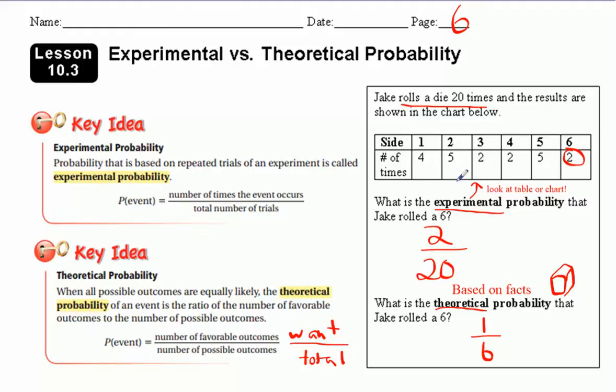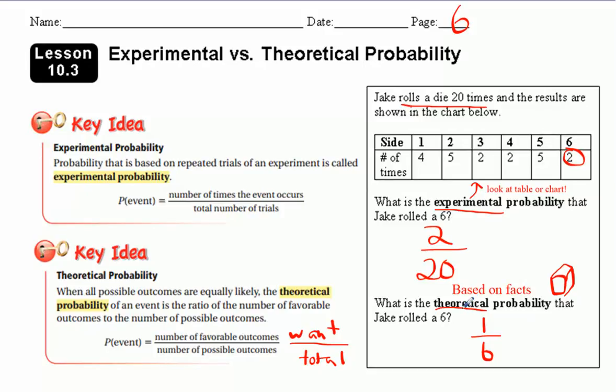Experimental is based on the experiment. So either they're going to ask you to do an experiment, or most likely, just because everyone's going to get the same answer, I'm going to give you some results of an experiment that was already done. So you have to look at what's here to base your answer on this chart. If they ask you for theoretical probability, think about what we did before.